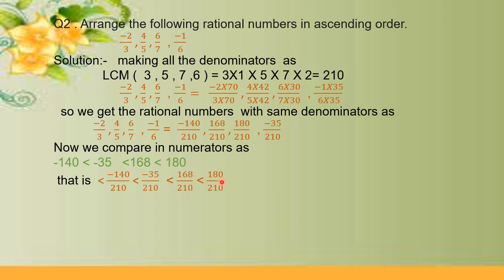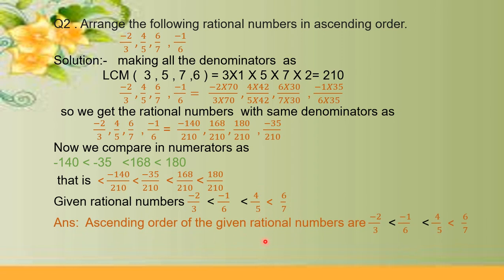Now all these rational numbers with the same denominators we are getting from these original rational numbers. So minus 140 upon 210 we are getting from minus 2 by 3, minus 35 upon 210 it is minus 1 by 6, 168 upon 210 it is 4 by 5, and 180 upon 210 is 6 by 7. So we can write the rational numbers as minus 2 by 3 is less than minus 1 by 6, it is less than 4 by 5, and it is less than 6 by 7.